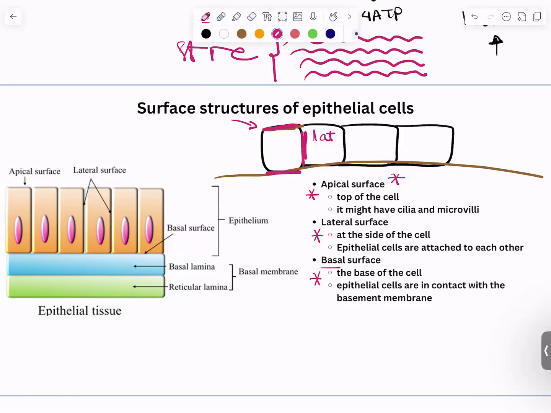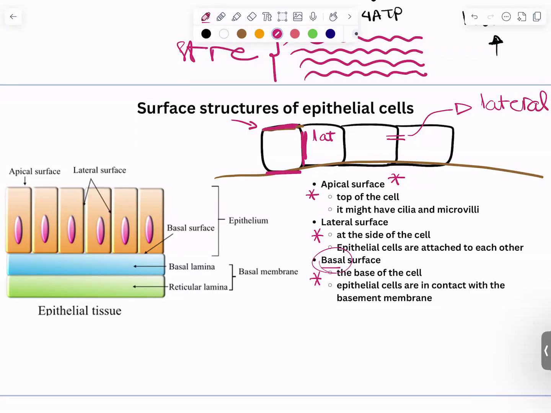These are the surfaces of the cells that you have to remember. For example, if I asked about tight junction, you say that the tight junction can be found with which surfaces of the cells? You have to say lateral. For example, desmosomes or hemidesmosomes are in the basal surface and the other layers in the human body. So these are the surfaces that you have to know.